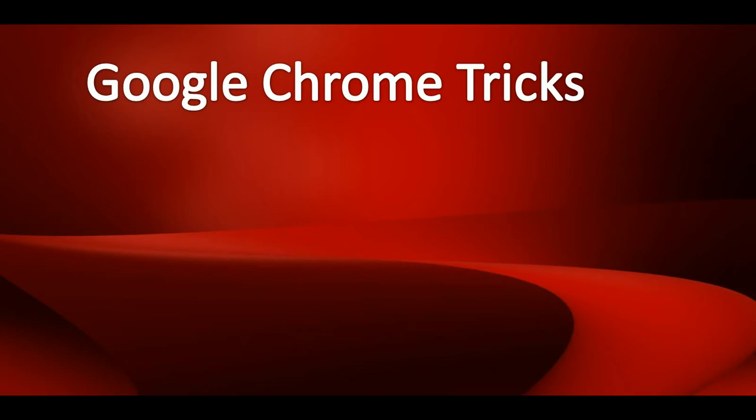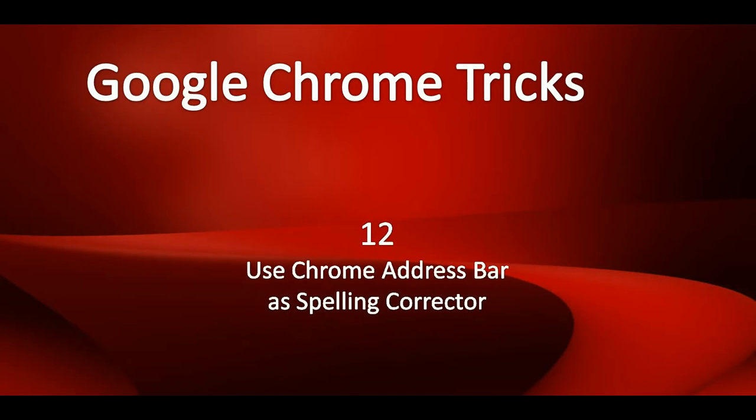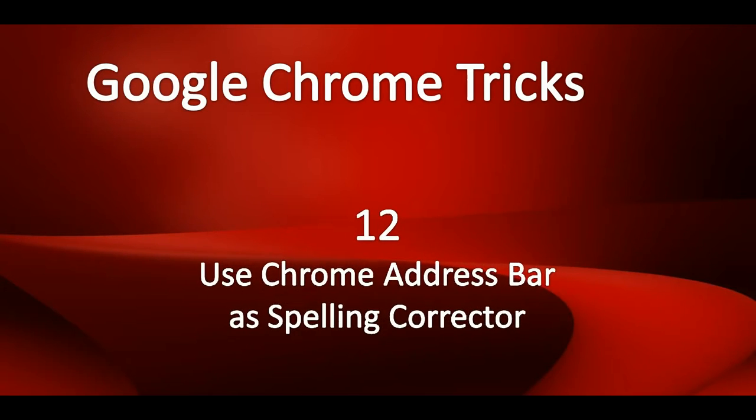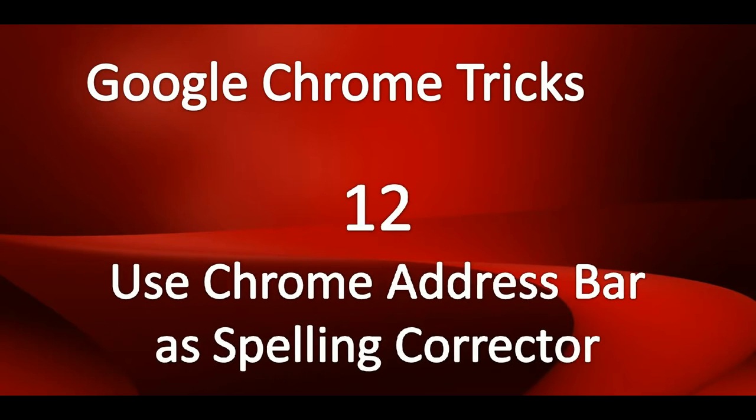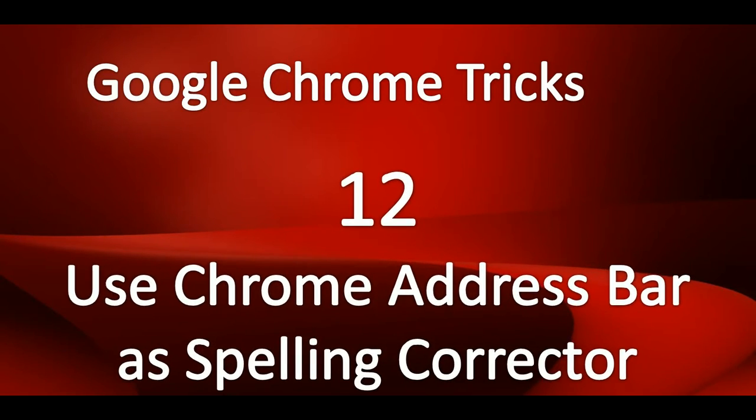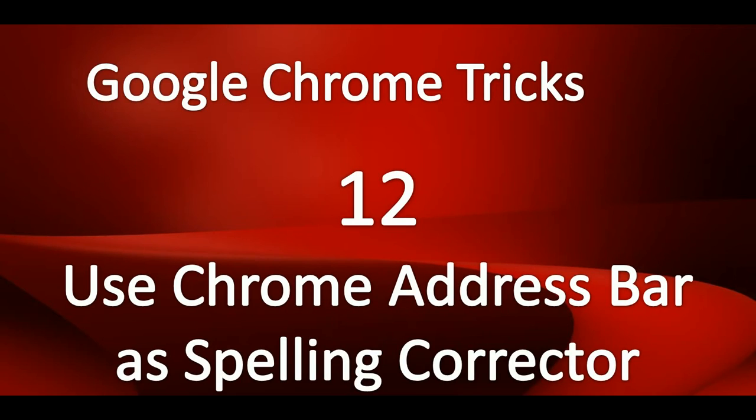Hello friends, this is trick number 12, and we are going to use the Google Chrome address bar as a spelling corrector. Sometimes you want to type something and you do not remember the spelling of a word, and you go to Google to find the correct spelling, but do you know that you can use the Google Chrome address bar as a spelling corrector?